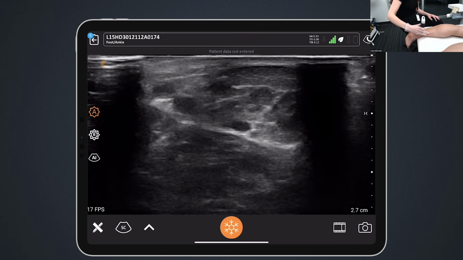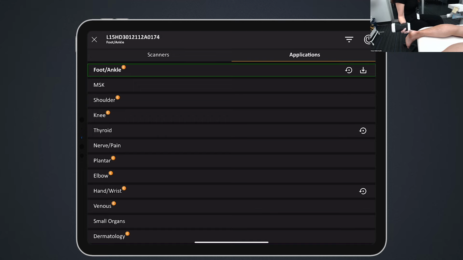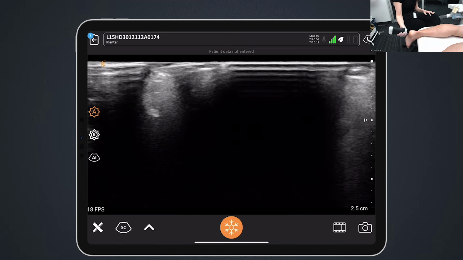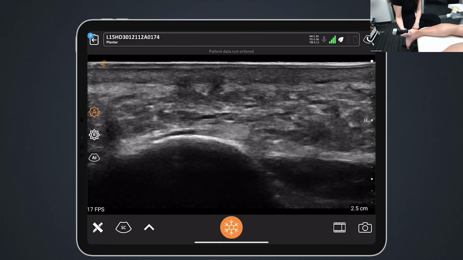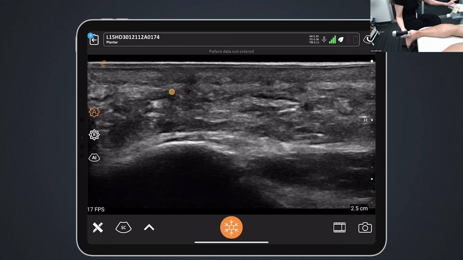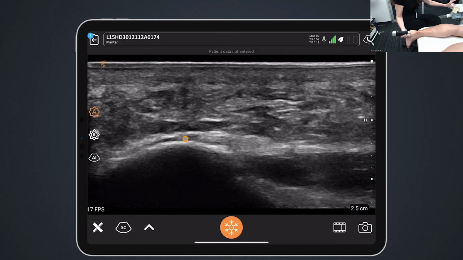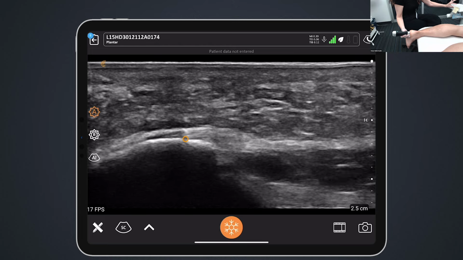There we go. So now we can have a look at the plantar fascia. I'm going to change my preset to the plantar preset. And this time we're going to come in at the bottom of the heel here. So we can see the fat pad of the heel here, and then just deep to that is where we would find the plantar fascia right next to the calcaneus there.